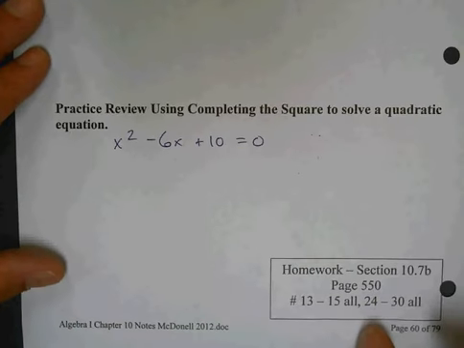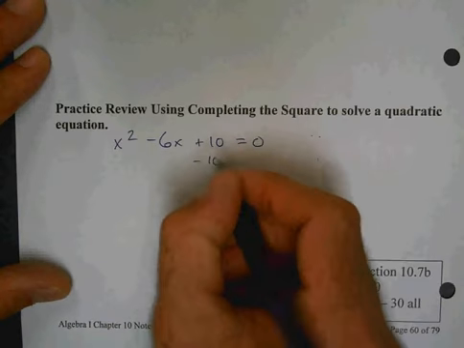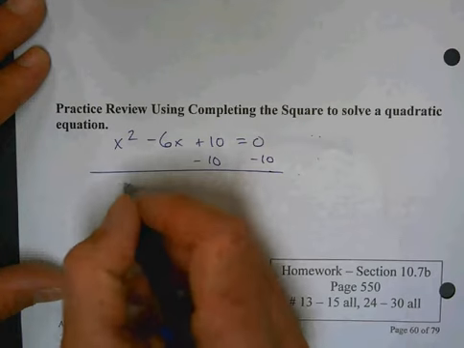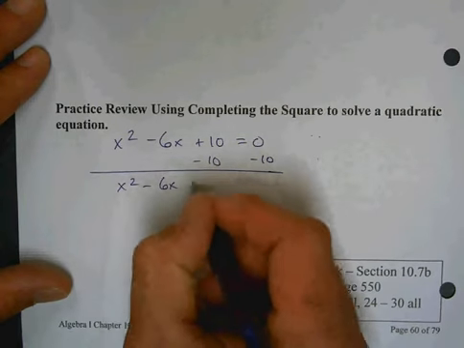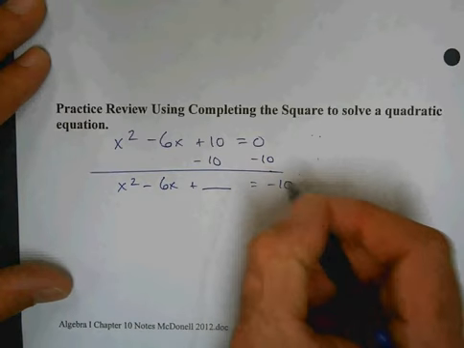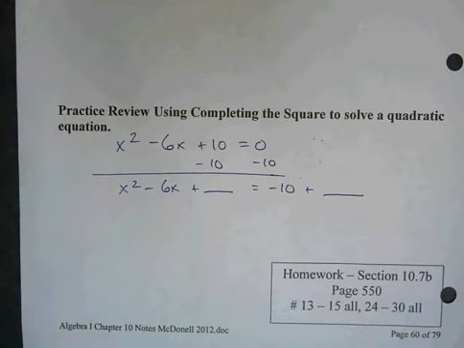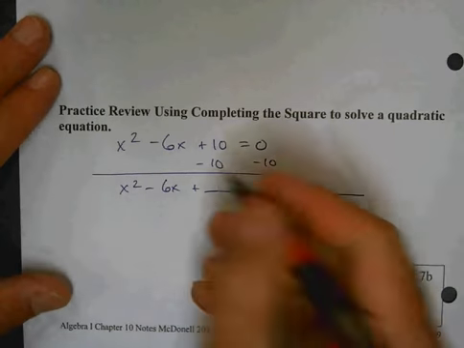Was that the right problem? Yeah. Okay? Move the 10 over. Plus blank, negative 10, plus blank. Because remember, with completing the square, we move the numbers away from the other stuff. Raise your hand if you know what goes in the blank. Brett? 9. You got it.